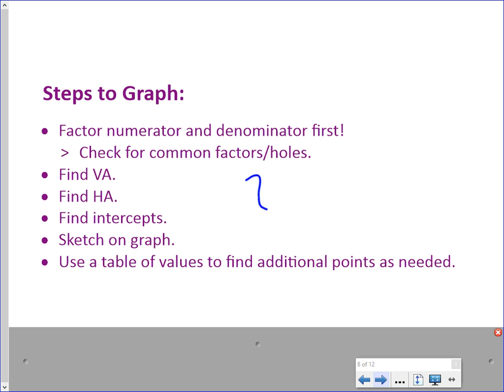Now, for these final steps, it is okay for you to use the simplified function if you found a hole and you crossed off some factors. You can use the simplified function. That might make it a little bit easier, smaller numbers, less computation. So you can use the remaining, or what I might call the leftover factors, to do that other stuff.